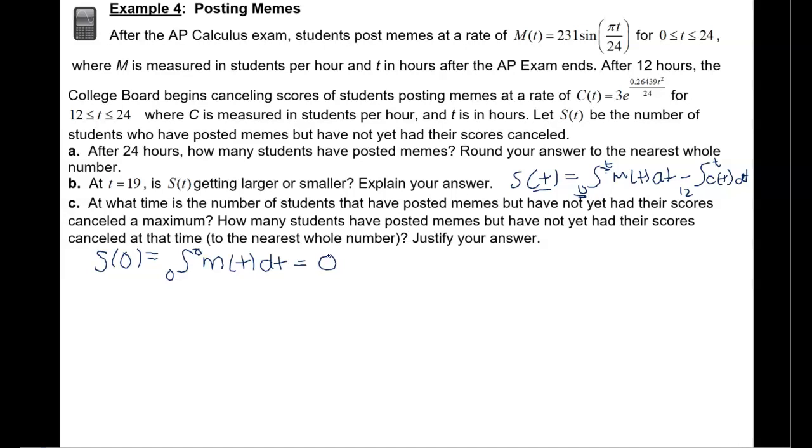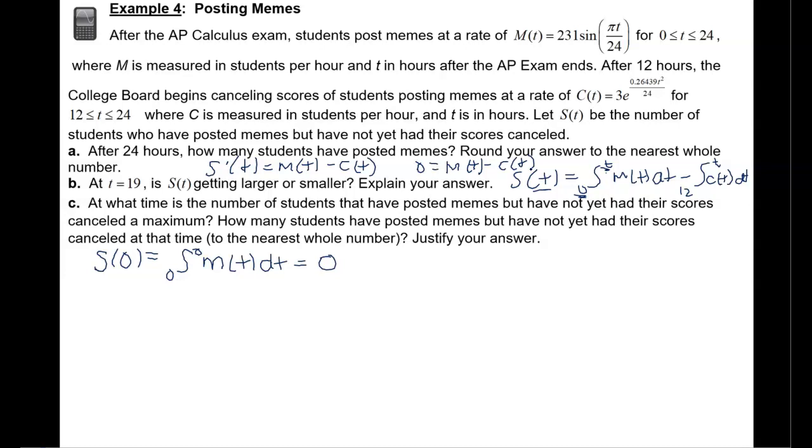When would my next point of concern occur? Well, my points of concern occur when the derivative is equal to 0. So what did we say the derivative of s represented? Well, s prime of t was m of t minus c of t. If I want my derivative to equal 0, what does that tell me about m and c?